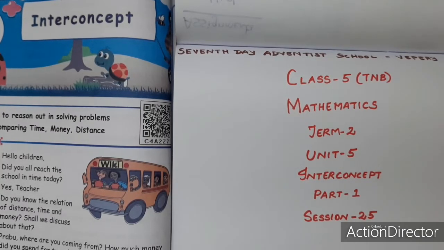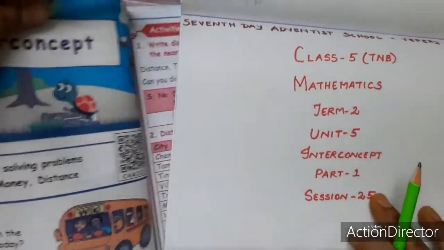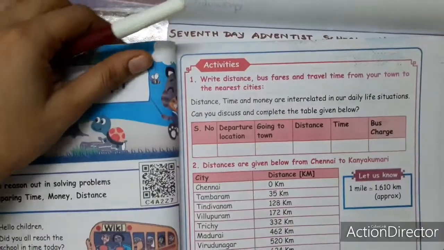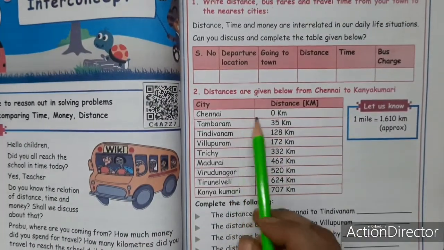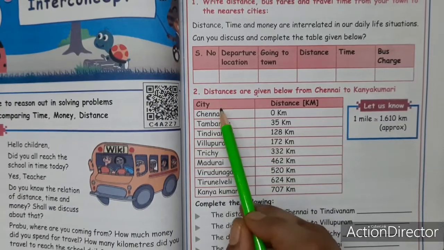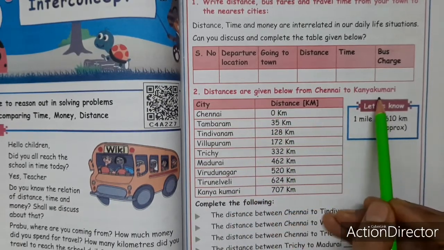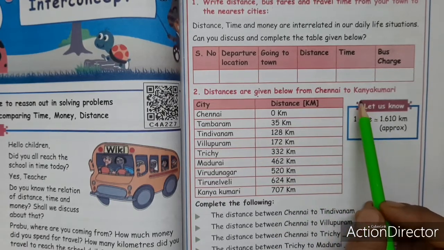Okay, so let's start the lesson now. Take your book, page number 41. The second activity we shall do now. Distances are given below from Chennai to Kanyakumari.